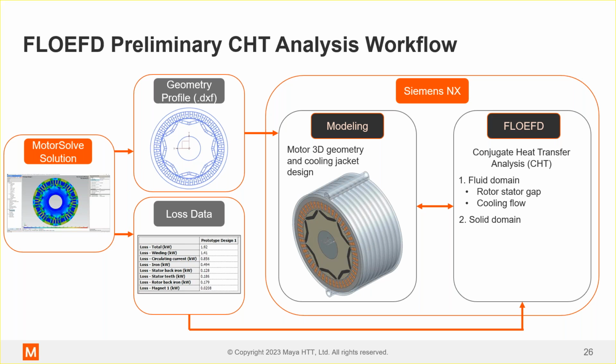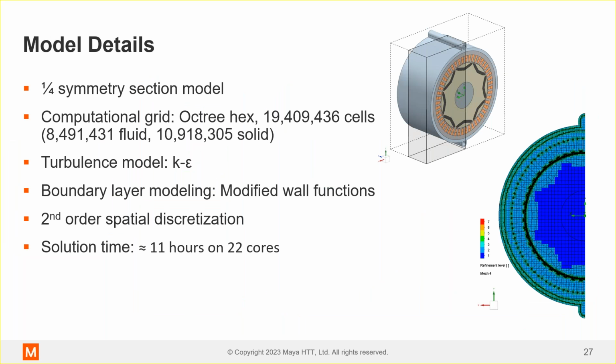So we have two fluid domains for this model. We have the rotor stator gap, which is just an air gap in the machine between the rotor and the stator. And then we have the cooling flow, which is a water domain. And then we also have the solid domain for conduction. So in this model, we're just modeling fluid flow and conduction. We're not including any type of radiation effects or anything like that. We can go ahead and move forward.